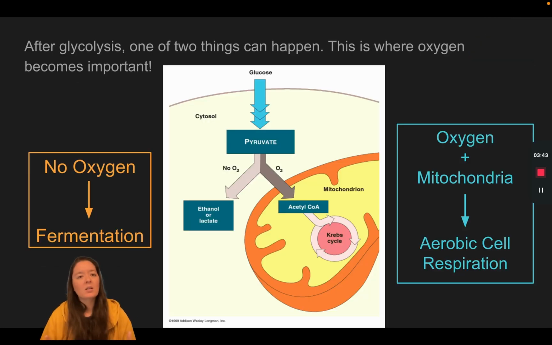So after glycolysis, one of two things can happen, and this is where the oxygen part becomes important. We go through glycolysis whether or not an organism needs oxygen. So if it's an organism that does not need oxygen to continue, usually small organisms like bacteria, they move on to a step called fermentation. If an organism does need oxygen, that means it also needs mitochondria. This will go and turn into the aerobic cellular respiration.